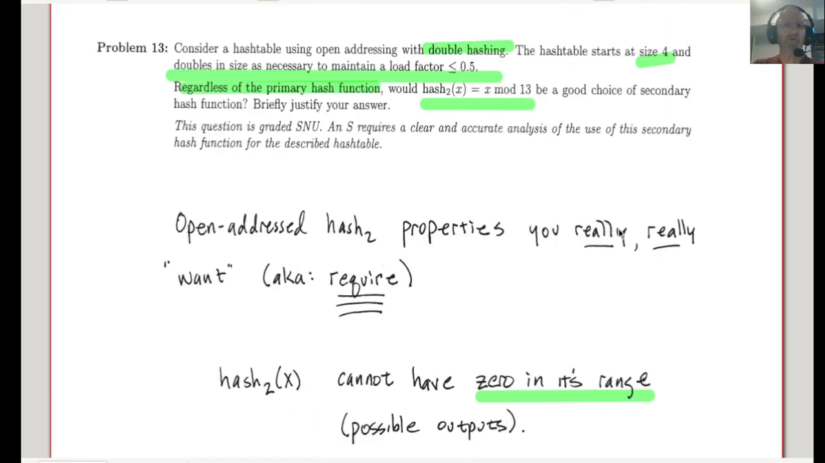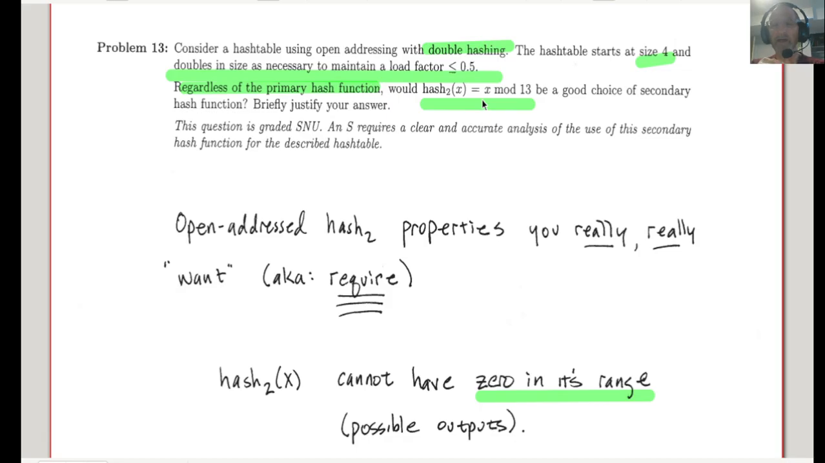One thing that tripped people up on this question was they considered the qualities of the function hash2 of x as the qualities for the primary hashing function for a hash table. This is not the same. There are different sets of properties, qualities, for the primary hashing function versus a double hashing function. I really apologize for that.